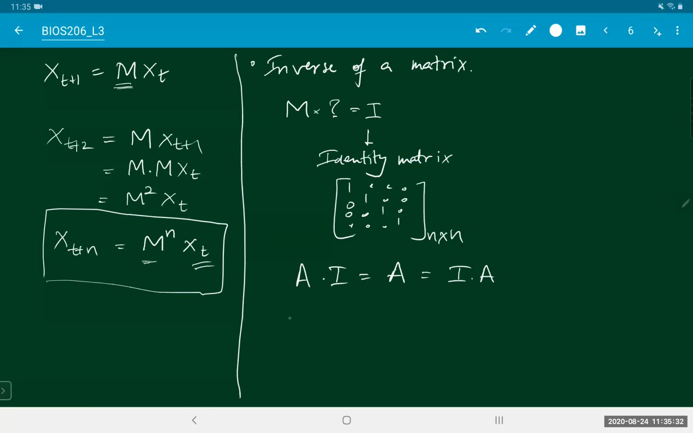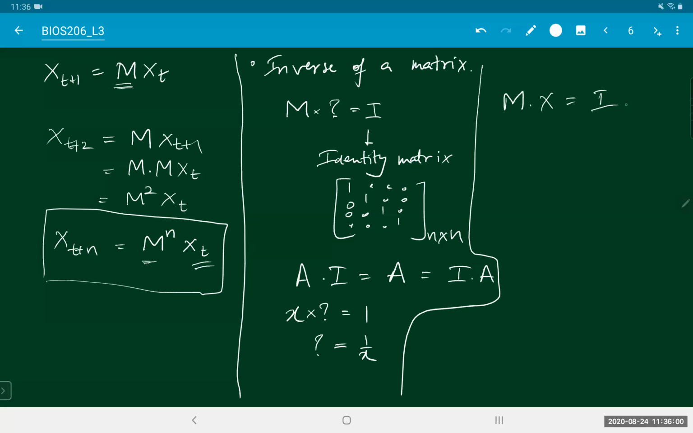And just as in numbers, if x times something is 1, then that something is the inverse of x. Similarly, here I want to find the inverse of a matrix M. The way to do that is also straightforward. You again use elementary row transformations. So I say, suppose M times X is the identity matrix. You write down your matrix M.